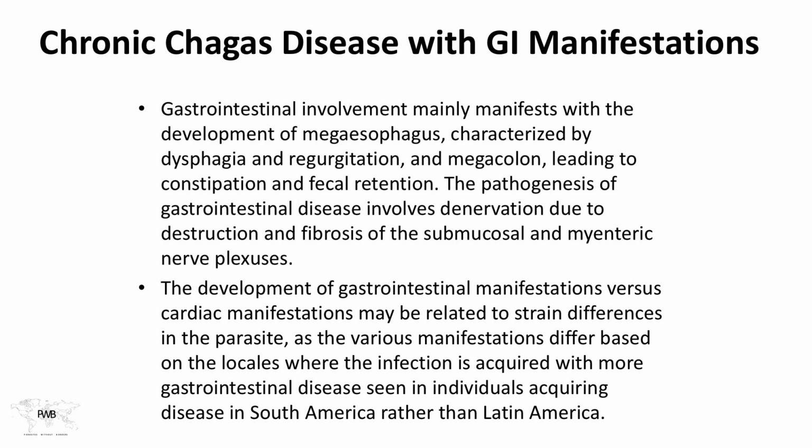Now, the pathogenesis of gastrointestinal disease involves damage to the myenteric and submucosal nerve plexus, leading to denervation and destruction and fibrosis. The development of gastrointestinal manifestations versus cardiac, so GI versus heart, may be related to a couple things. Strain differences in the parasite, and we say that because we're seeing these in different regions of the world. But there may also be different genetic backgrounds. So the reason we're seeing gastrointestinal manifestations more in Latin America, cardiac manifestations more in South America, may involve differences in the parasite. It may also involve differences in the hosts in these various regions.